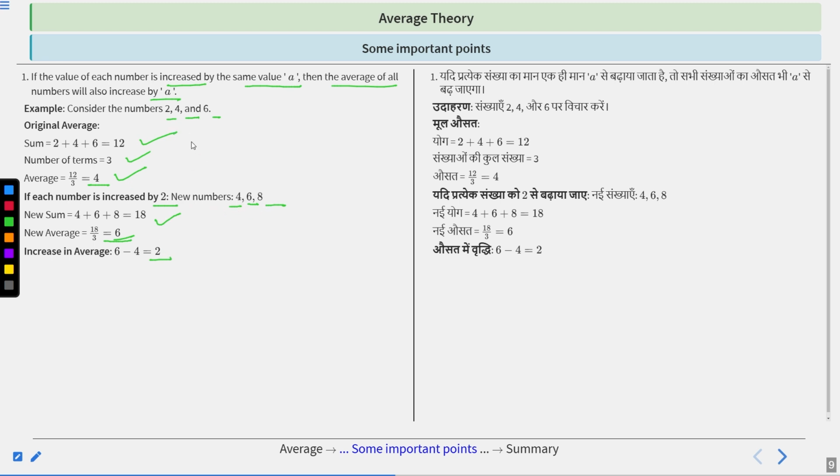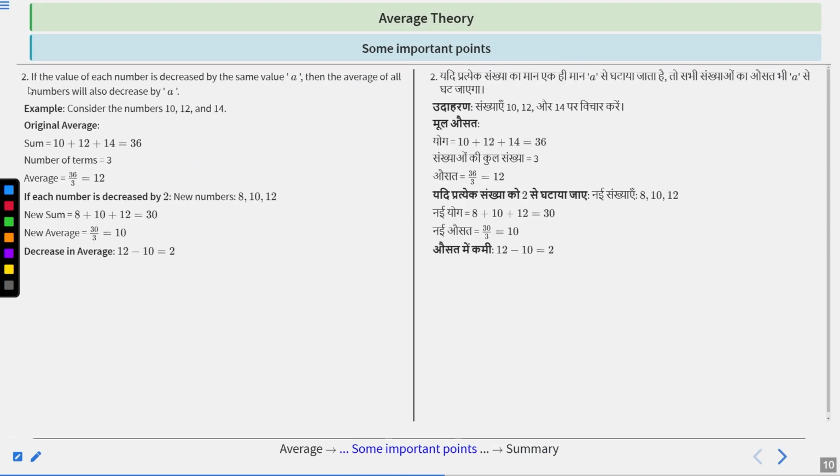So if we increase the numbers by any value, and all the numbers increase by the same value, then the average also increases by the same value. Clear? Next one. If the value of each number is decreased by the same value a, then the average of all numbers will also decrease by a.